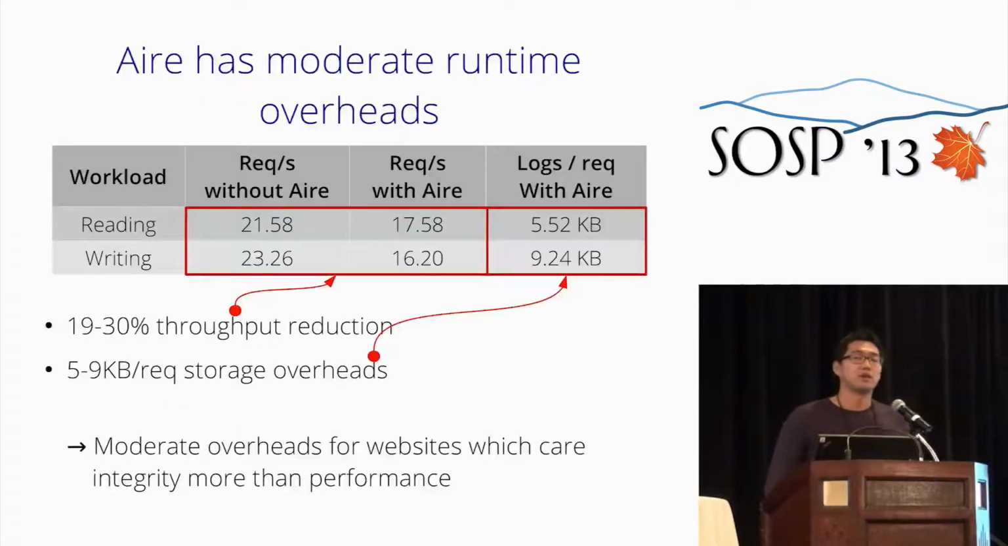We also checked the runtime overhead of Aire. Aire imposes about 20 to 30% throughput overhead and 10 kilobytes per request storage overhead. It means probably for high-performance web services, Aire might not be a good fit, but for websites which care about integrity more than performance, we think Aire imposes moderate overhead.